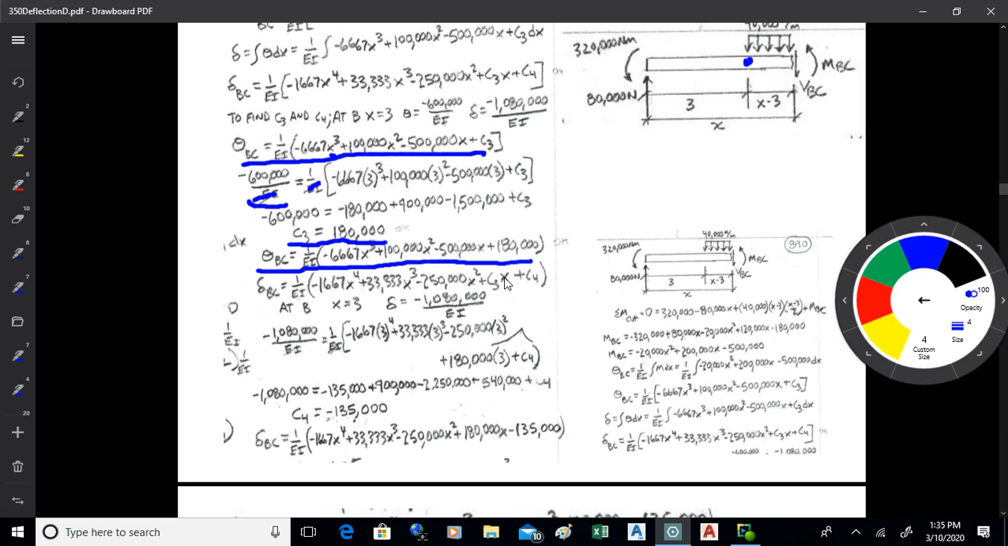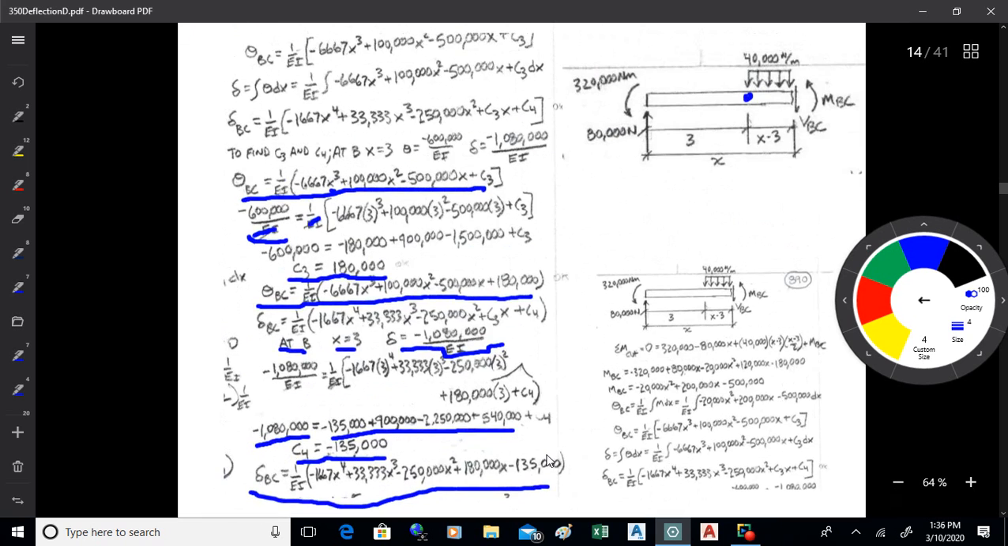I can do the same thing with delta BC. At B, x equals 3, and delta from the lower left, when we went from A to B, is negative 1,080,000 over EI. So I set that negative 1,080,000 over EI equal to the delta equation, and plug 3 in, which is the value at B. I evaluate that, cancel out the EI, and I get negative 1,080,000 is this collection of numbers, which I got by plugging x equals 3 into the delta equation, plus C4. I can solve for C4: it's negative 135,000. So that gets me the full delta equation.